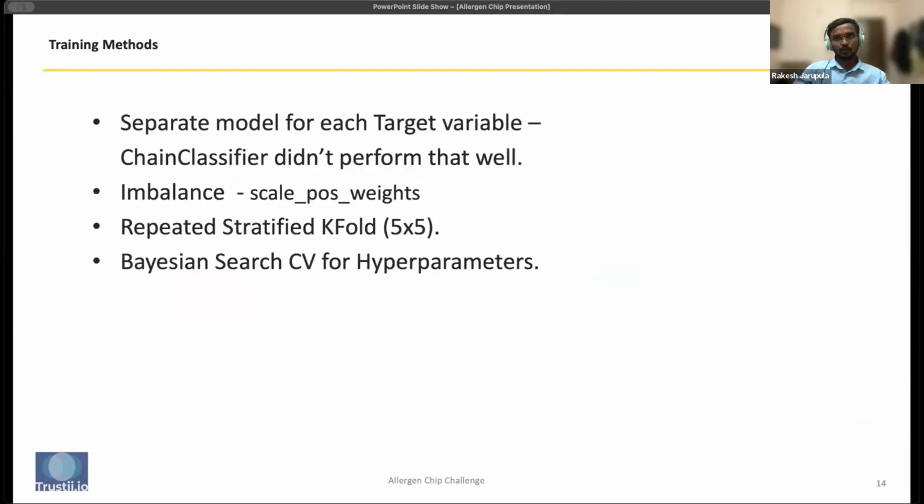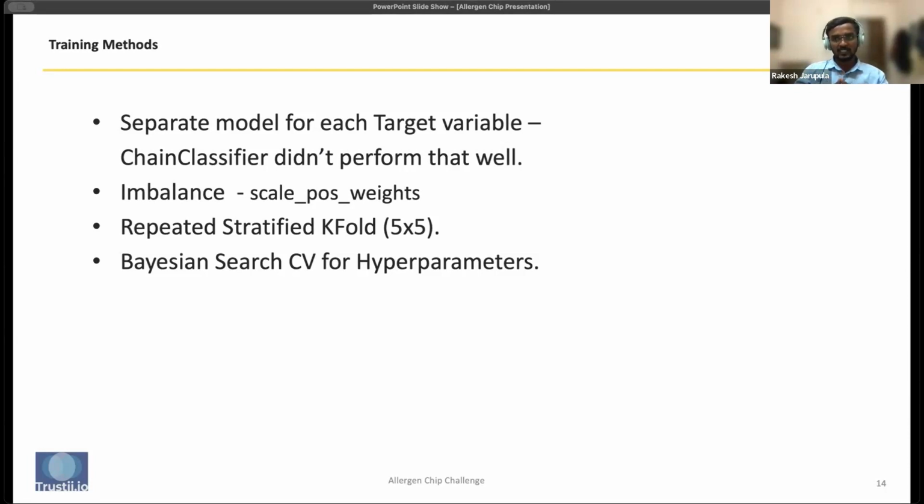To be specific, I trained a different model for each target type, because the presence of one allergy may not be indicative of the presence of another type of allergy. Let's say respiratory allergy presence is entirely different from food allergy presence. So I trained a different model for each target. From the experiments, I tried a chain classifier, which is a chain of classifiers, each training on predictions from the previous classifier. It didn't perform well. That's why I trained a different model for each of the target values.